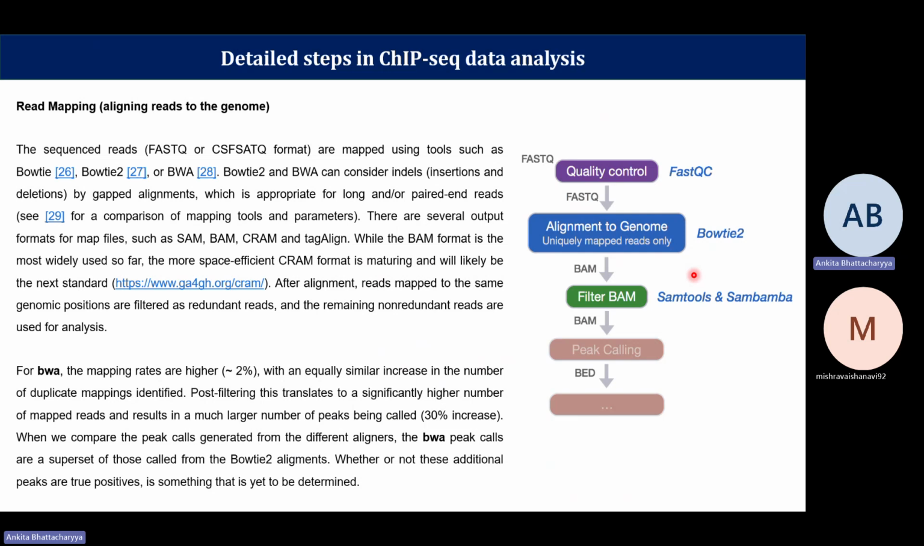So for BWA, the rate of mapping is usually higher, with an equally similar increase in the number of duplicate mappings identified. Post filtering, you get a significantly higher number of mapped reads, which gives you a much larger number of peaks being called. When we compare the peak calls that have been generated from two different alignment algorithms, BWA peak calls become a superset of those which have been called from Bowtie 2 alignments, and it also requires further study.